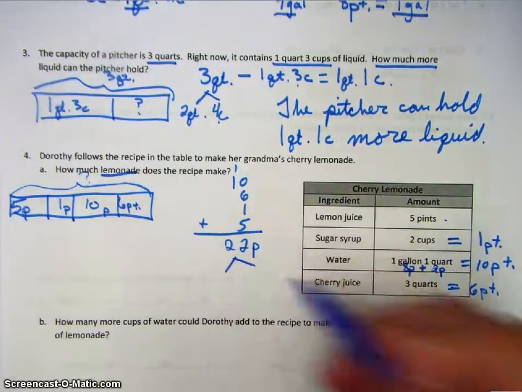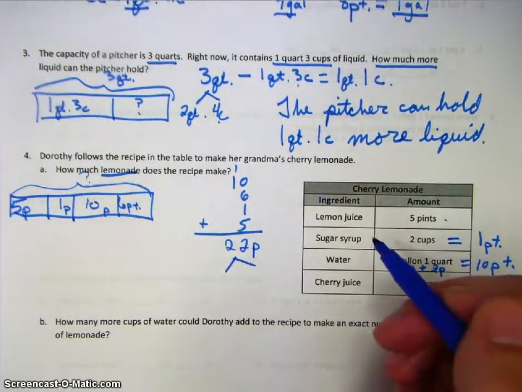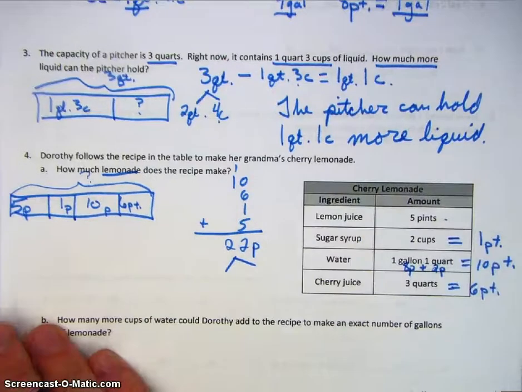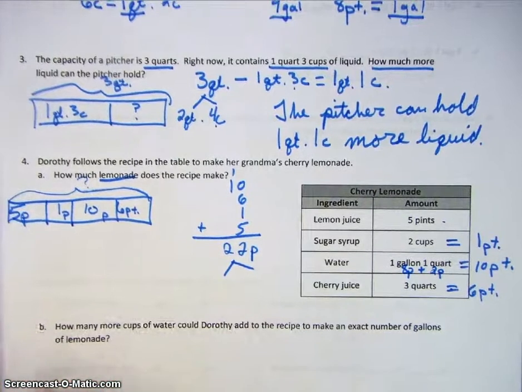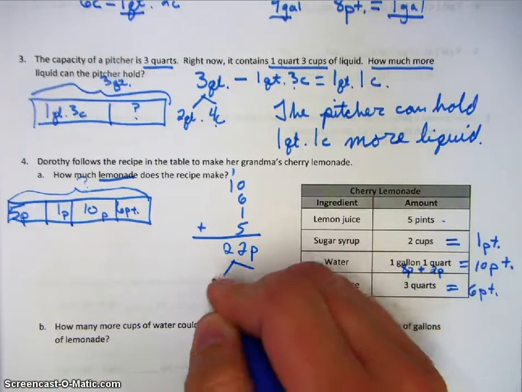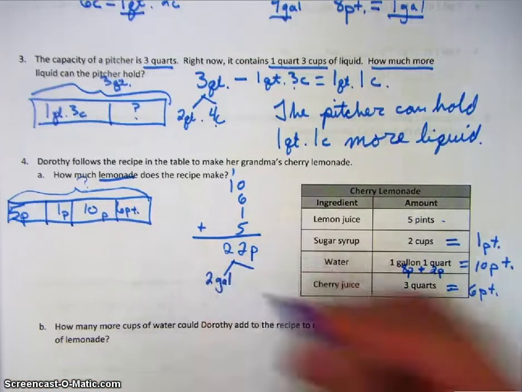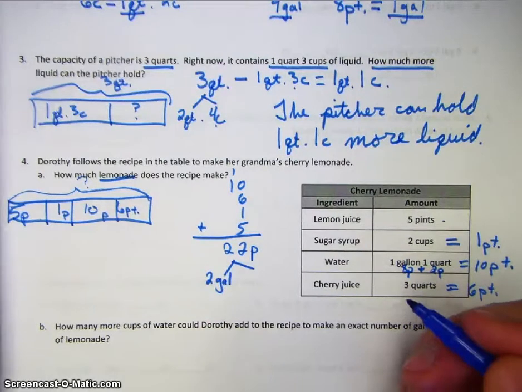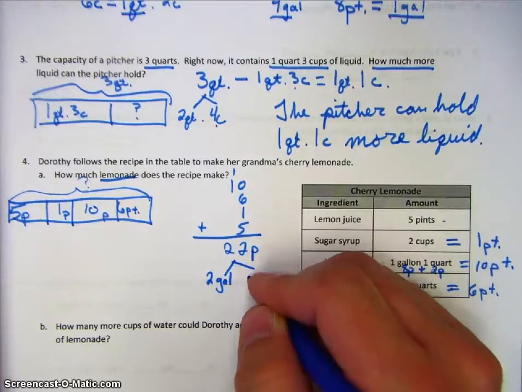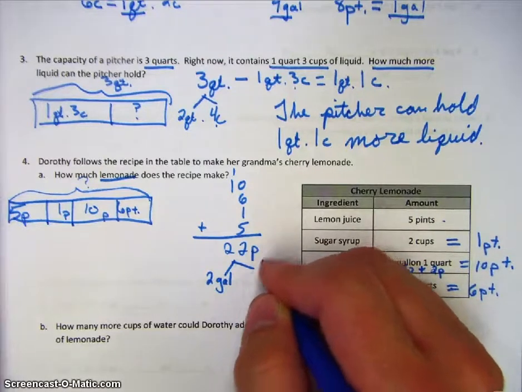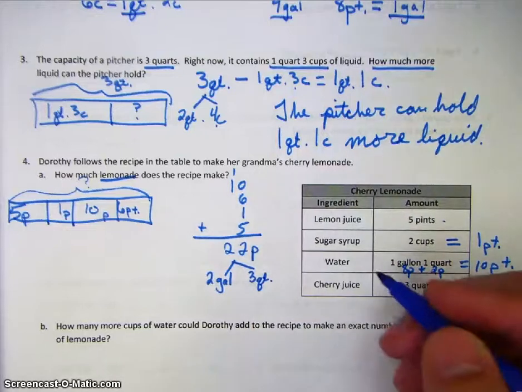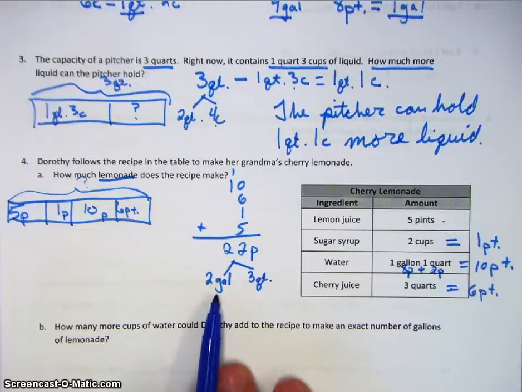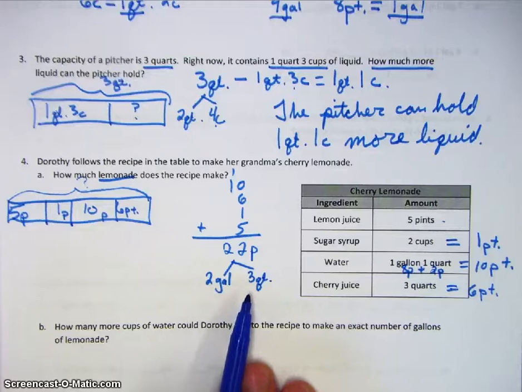But we know that 22 pints, we can now convert that. Okay, so we know that 1 gallon contains 8 pints. So we know 8 times 2 is 16. So that we have enough here for 2 gallons. Okay, so that gives us 6 pints left. Which would then be 3 quarts. Okay. So here's your 16 pints. Here's your 6 pints.